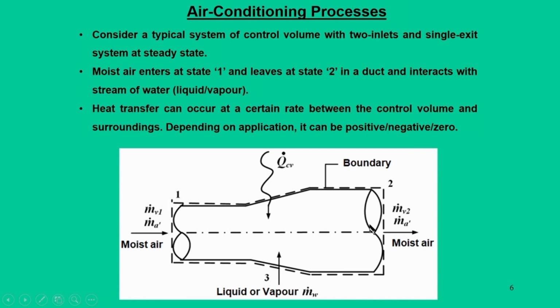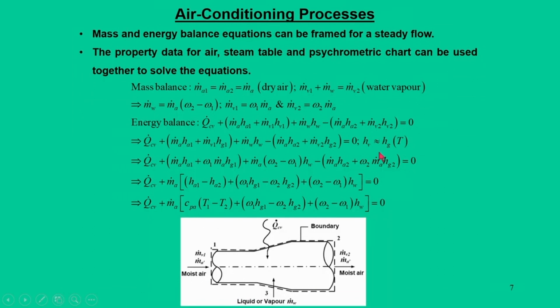1 is the inlet state, 2 is the exit state. Always we use this terminology: 1 and 2 are the inlet and exit states, and 3 will always be either adding mass or water into the system or taking it out of the system. Heat transfer can occur in the certain volume to the surroundings, depending upon the application. It can be positive, negative or 0.